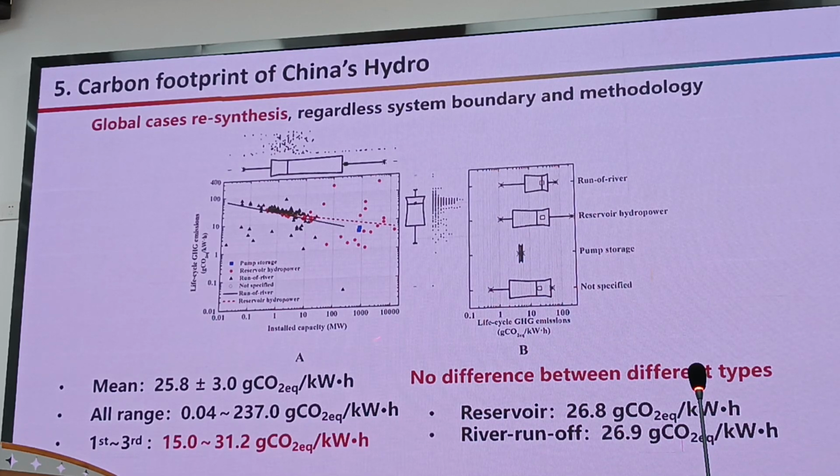The range for the global data set is 0.04 to 237 grams of carbon dioxide equivalent per watt hour. For the first and third quartile, it's 15 to 31. And if you think about the different types, river runoff type, reservoir hydropower, pumped storage, there are no significant differences. We just regarded it as a matter of system boundary and methodology.